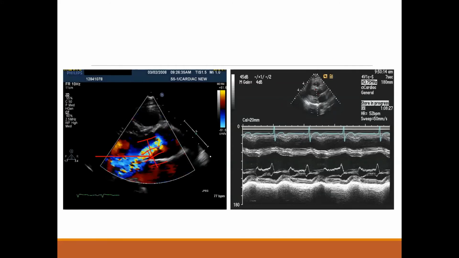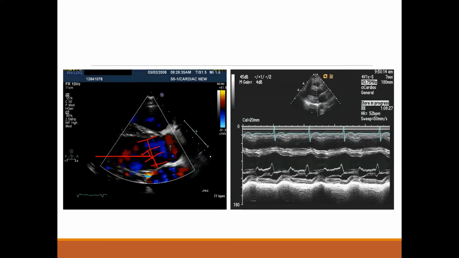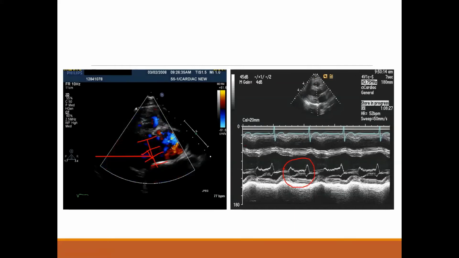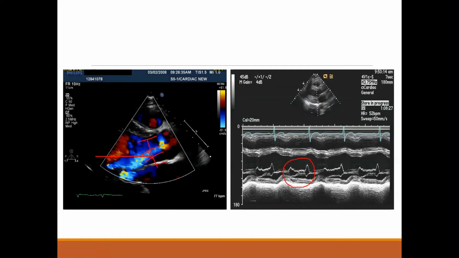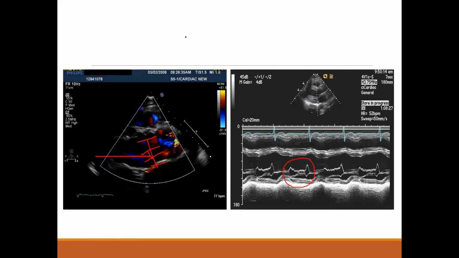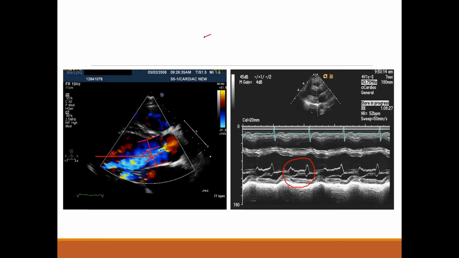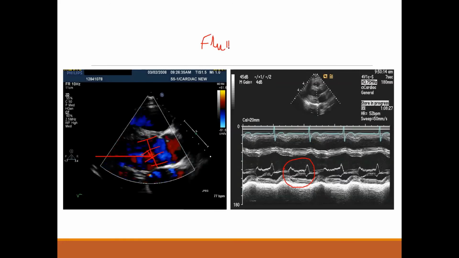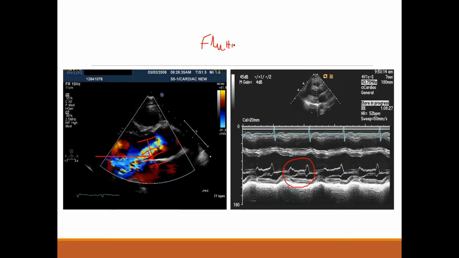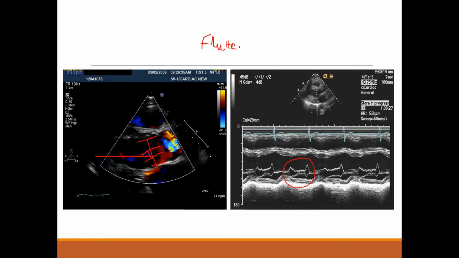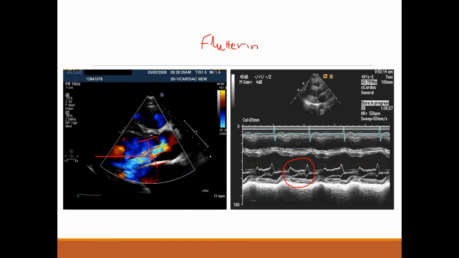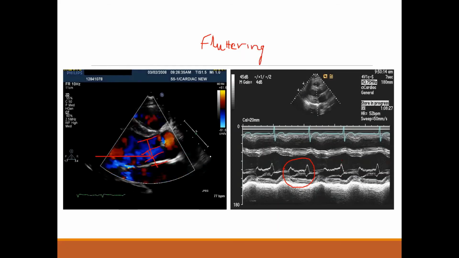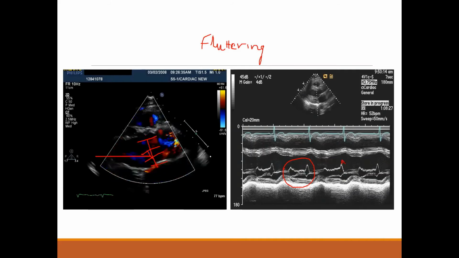Now this is M mode across the mitral valve in this patient with AR. And what you see here is, what do we see here? Fluttering of the anterior leaflet. Fluttering. What else? Anything else? B bump? No. B bump is expected to be seen here in the AC shoulder.